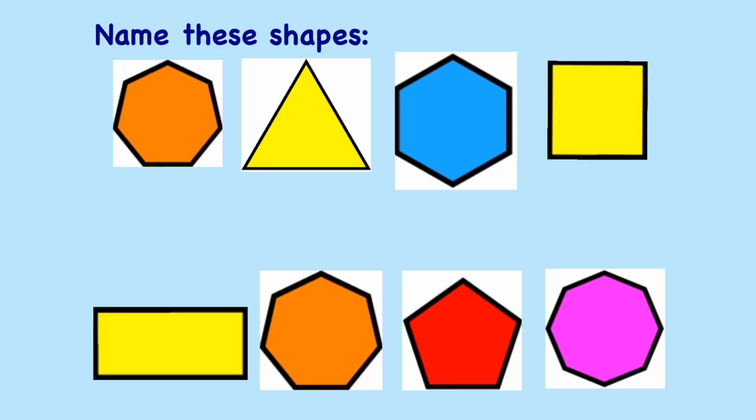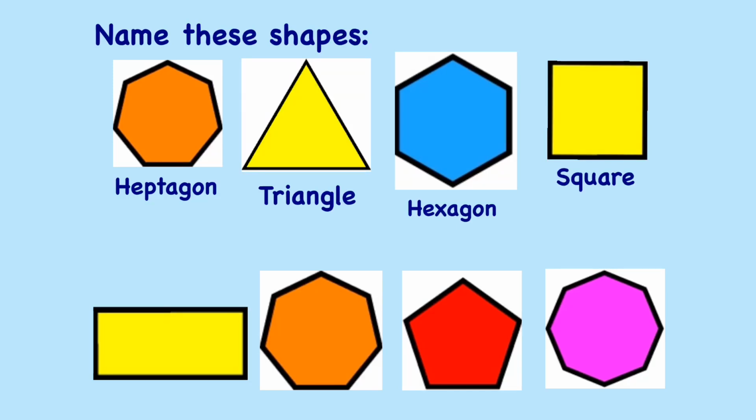How did you do? Okay, let's go through the answers. The orange shape is a heptagon because it has 7 sides. The next shape has 3 sides, that means it's a triangle. The blue shape has 6 sides, that means it's a hexagon. The next shape has 4 sides, but we've got 2 4-sided shapes here, so this one has all 4 sides the same, so we call this a square. The other yellow shape has got 2 long sides and 2 short sides, so we call this a rectangle.